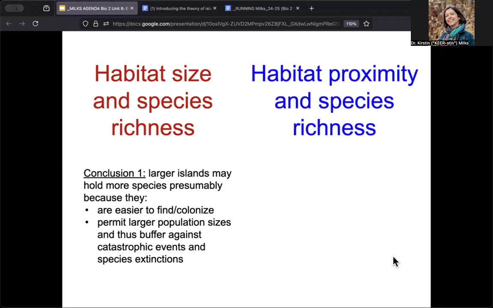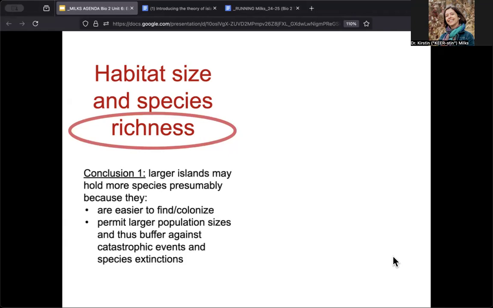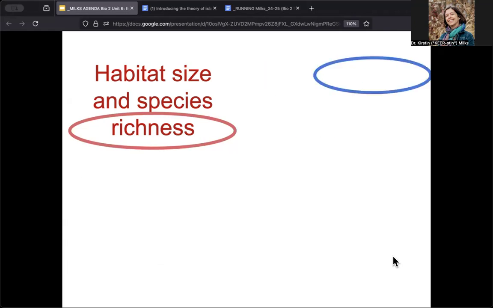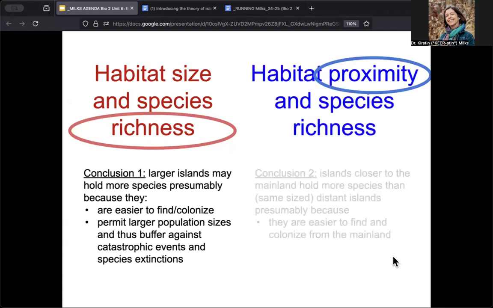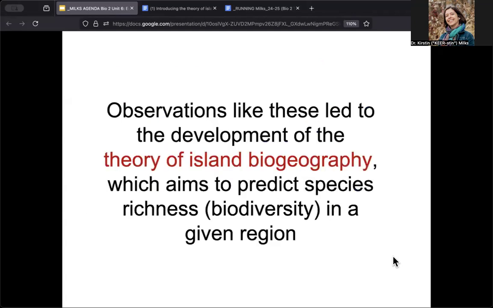And then a word that means proximity, more about that in a moment, but habitat proximity and species richness. There's this other conclusion that islands that are closer to the mainland, if the mainland has a lot of biodiversity, the islands closer hold more species, presumably because they're easier to find, right? I wanted to say this idea about richness and proximity. Richness means high biodiversity, and proximity means closeness. So hopefully that'll help you.